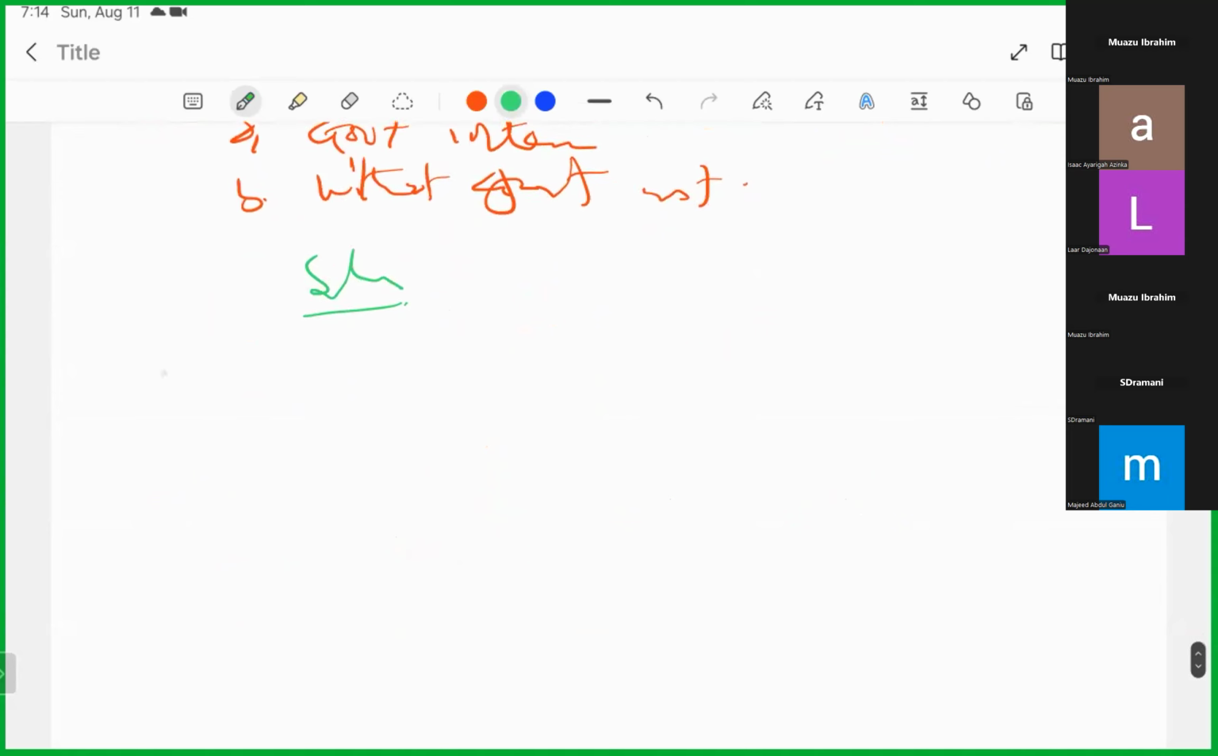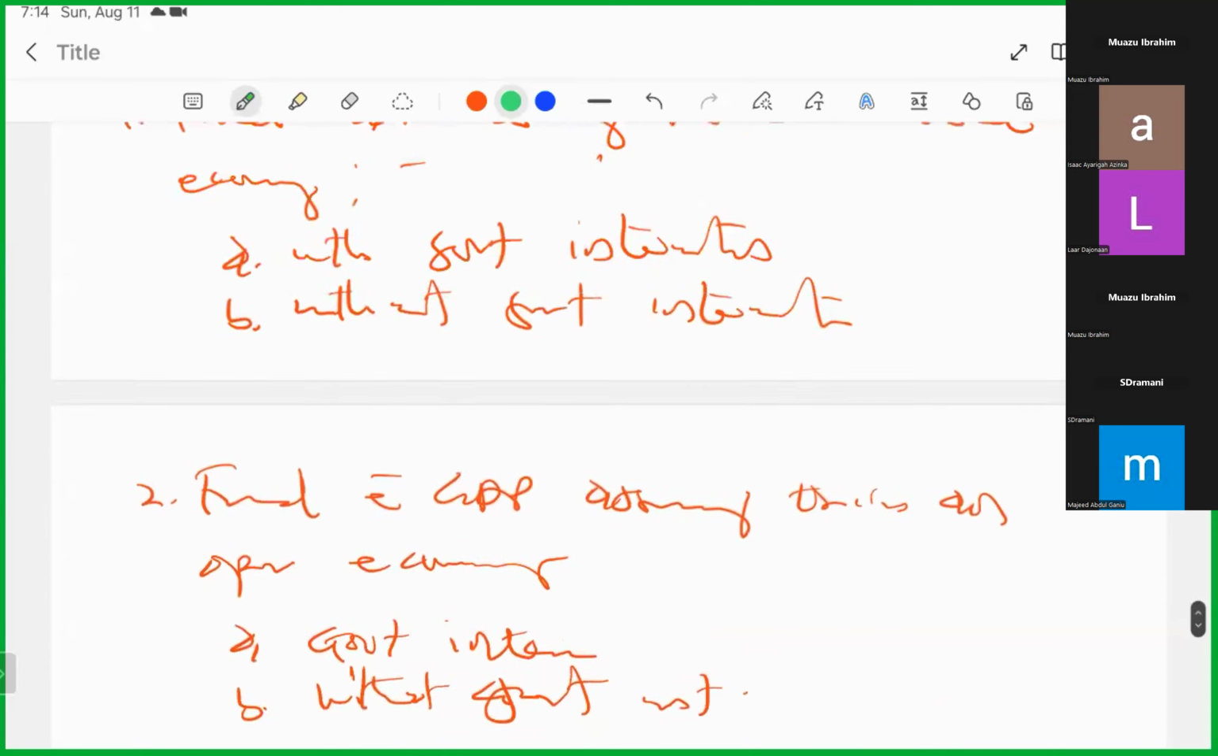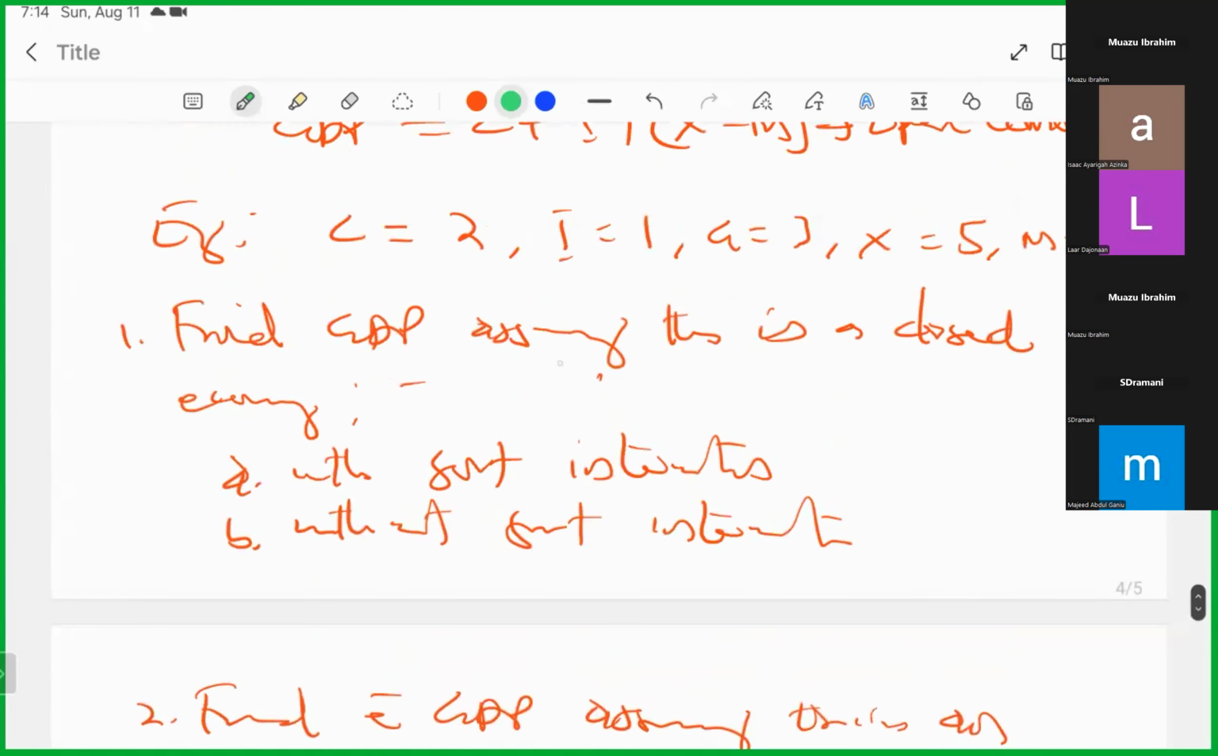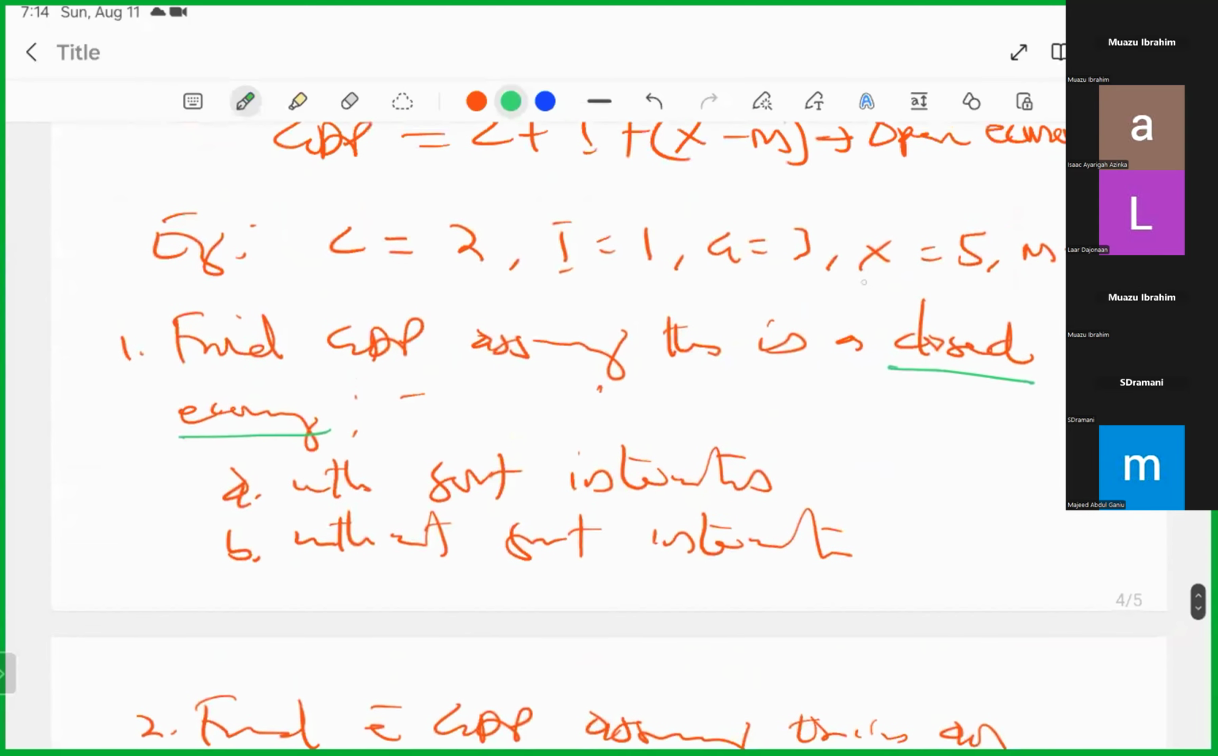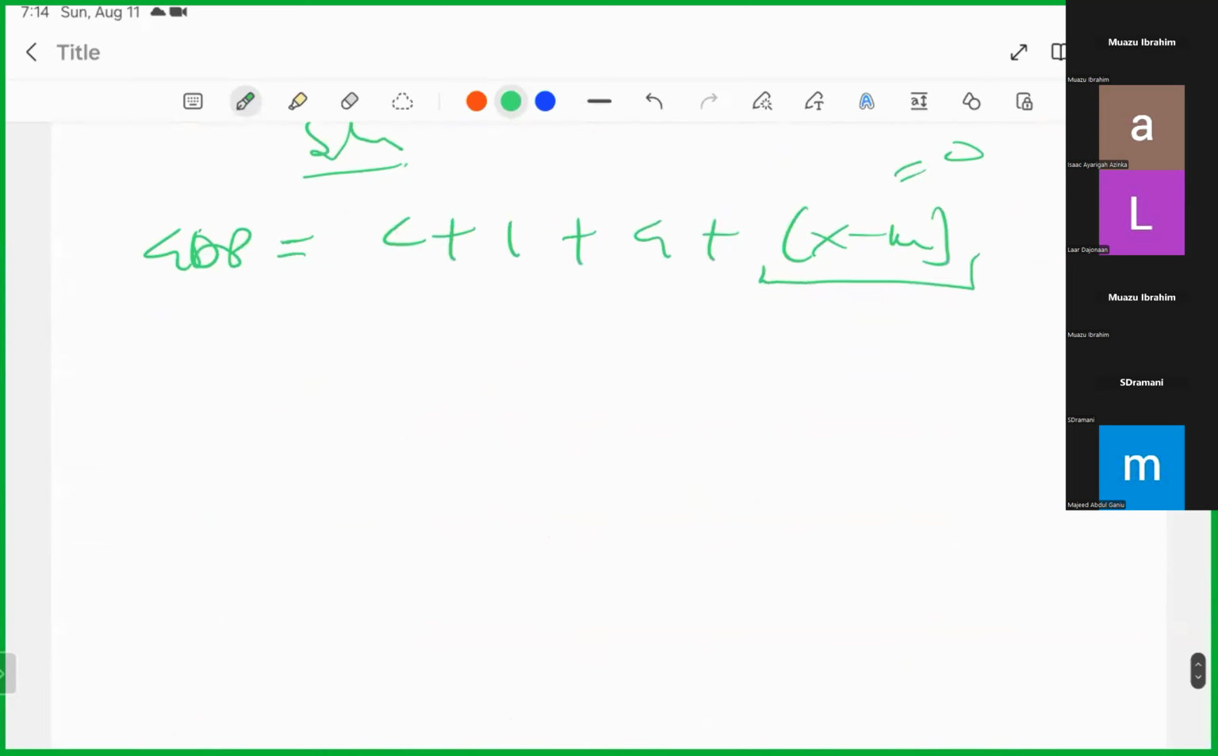So how do we solve this? We are looking at GDP as C plus I plus G plus export minus import. Now this is talking about finding the GDP, assuming this is a closed economy. So if it is a closed economy, it means that the external sector would be zero. Even though I've given you values for export and import, you don't use them because here I'm assuming the external sector is zero.